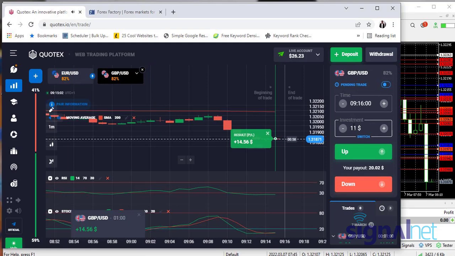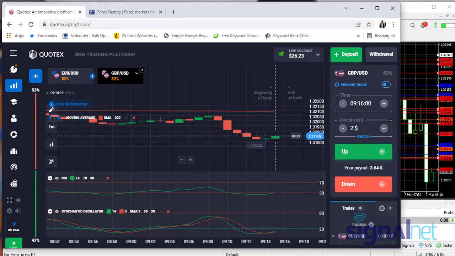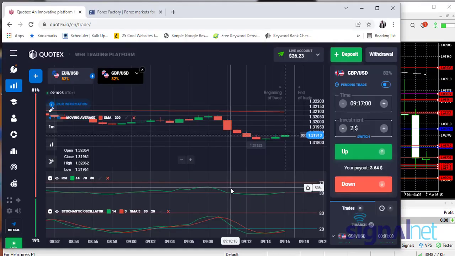Okay, so as you can see, it was a difficult trade. I had to enter multiple times. That's why it's not good to trade against the predominant trend. But finally, we came through. We just lost a little cent, but our balance is still $26.